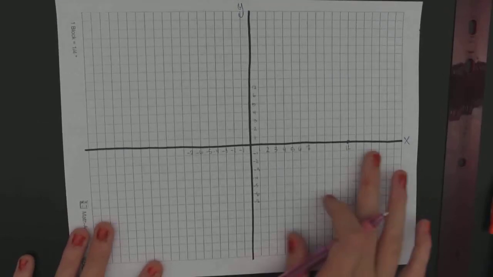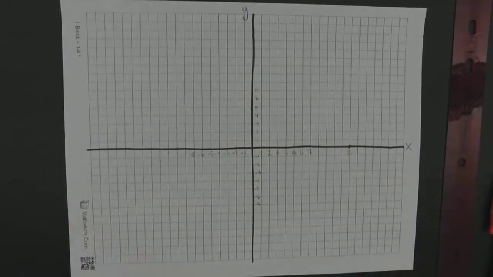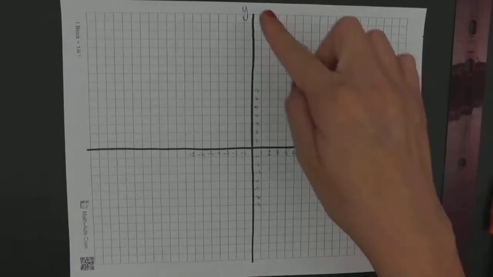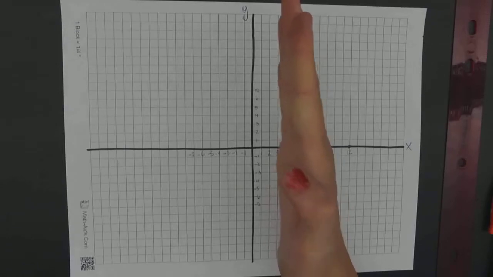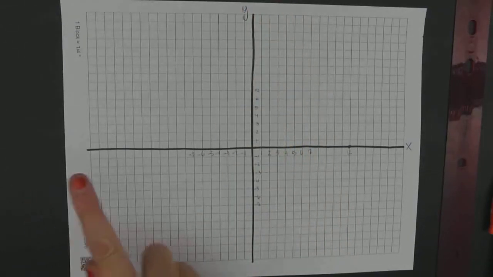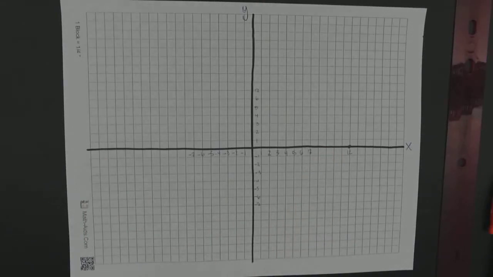The next important thing are axis lines. There are two main ones on every coordinate plane or graph that you look at. You have your y-axis, which is a vertical line. It goes up and down. And your x-axis is a horizontal line. It goes left and right.